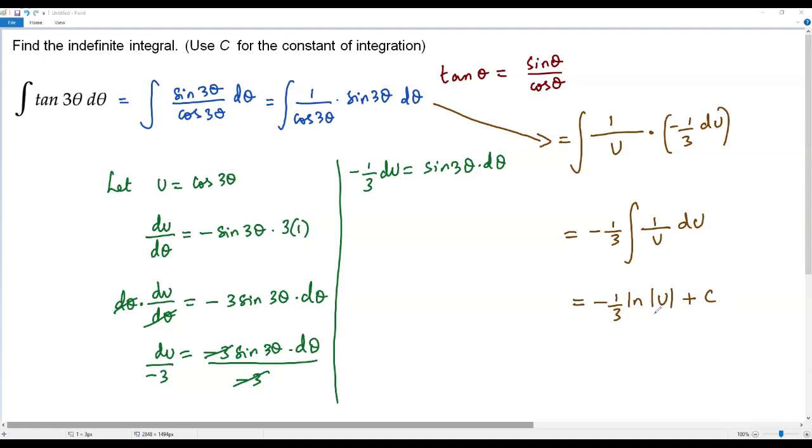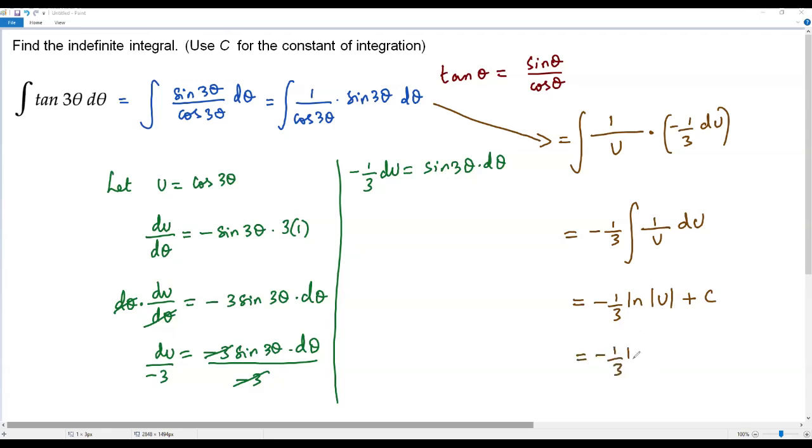Now, we may have a question: why do we take the absolute value of u over here? Actually, logarithm is defined only for positive values of its argument. What is the argument? The value we have over here is called the argument. So it's a natural logarithm, and this natural logarithm is defined only when we have a positive value over here. Even if u is negative, because of the absolute value, it will become positive. For this purpose only, we are taking the absolute value of u over here.